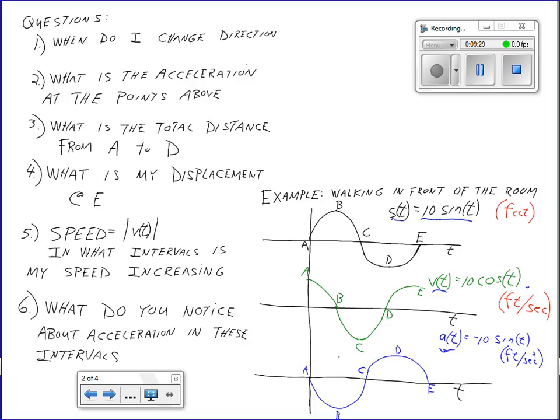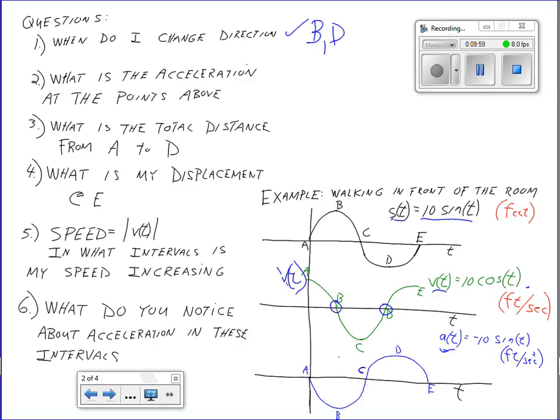Let me ask you a few questions that you would see here. First one: when do I change direction? Remember, I'm walking across the room. When do I change direction? I go to my velocity curve here. This is v of t. And I look, where does my velocity change direction? It's when I cross through the origin. So this is at B and D.